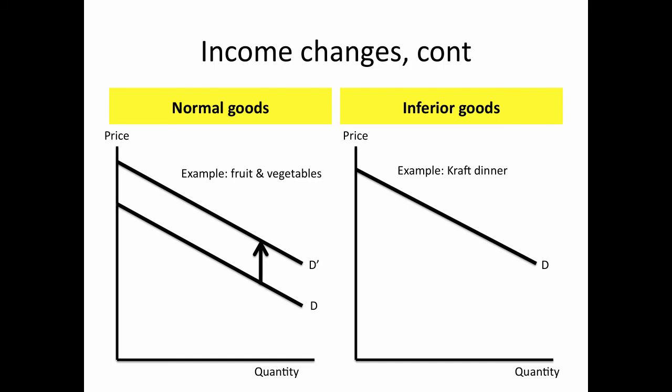If I were dealing with an inferior good, and a good example might be Kraft Dinner, then as my income goes up, I actually have more money that I could allocate to other goods that give me more utility, maybe a gourmet version of macaroni and cheese. When that happens, my demand curve for that inferior good shifts down, in this case from D to D prime. What's important here is that when income goes up, demand for a normal good increases, illustrated on the left. And when income goes up, demand for an inferior good falls, illustrated on the right.